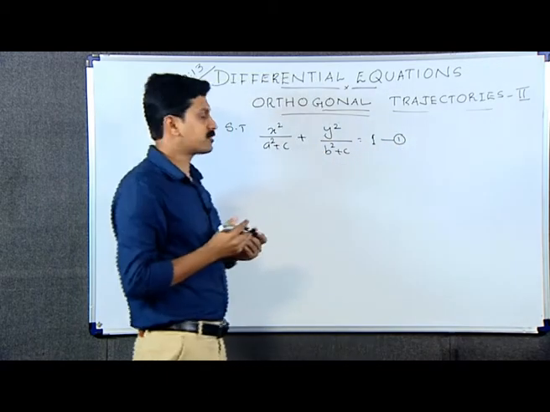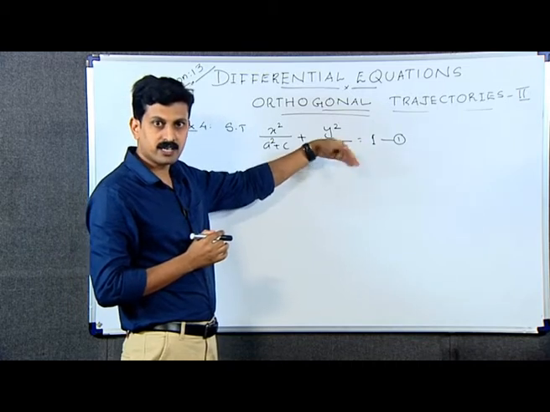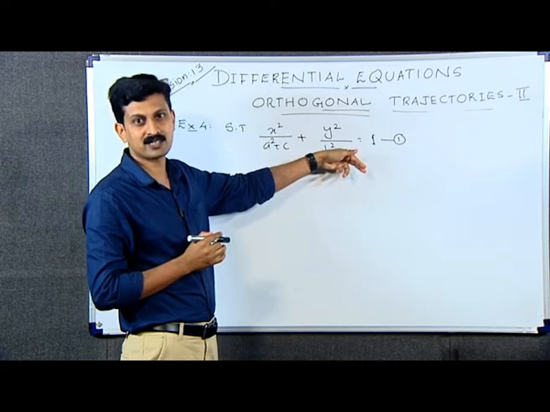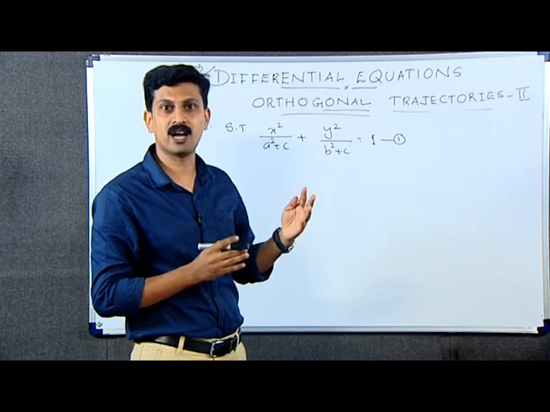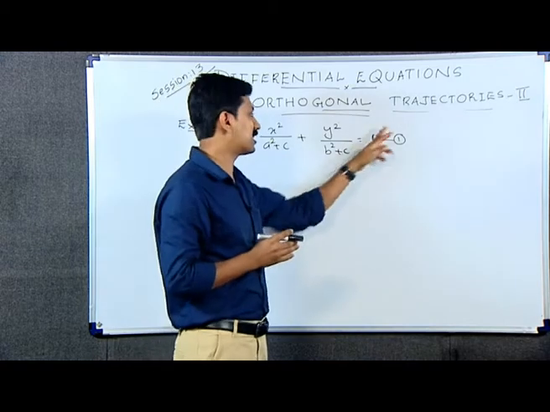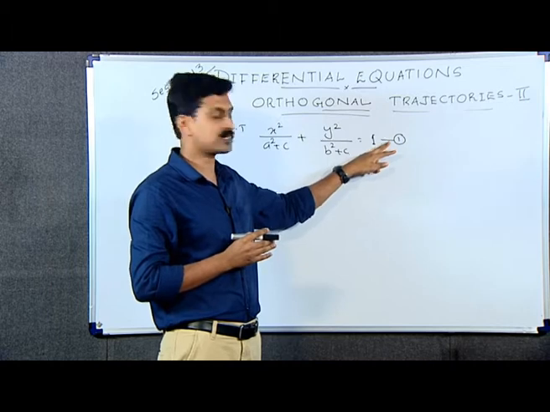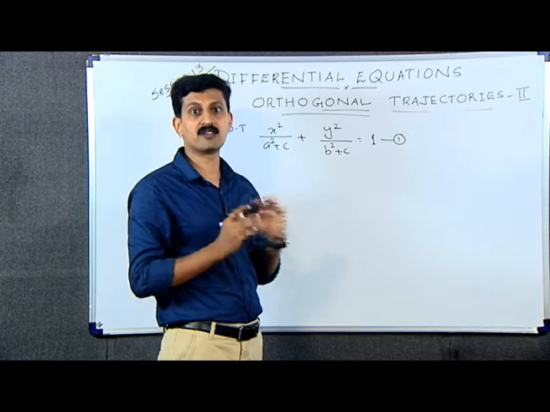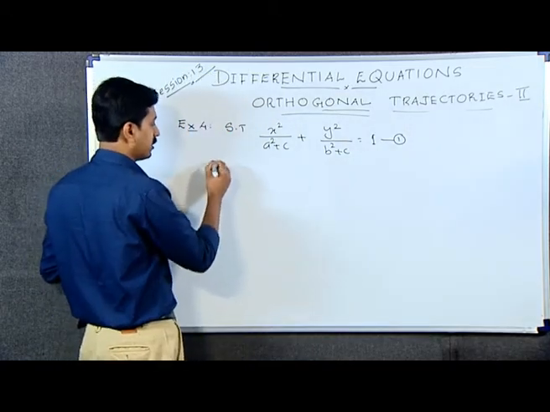In the family of ellipses, we form the differential equation, and after getting the differential equation, we replace y dash with minus 1 by y dash. If we again get the same differential equation, then we can say that they are self orthogonal. That means the differential equation corresponding to curve 1 and the orthogonal trajectory are the same, therefore, they are self orthogonal.